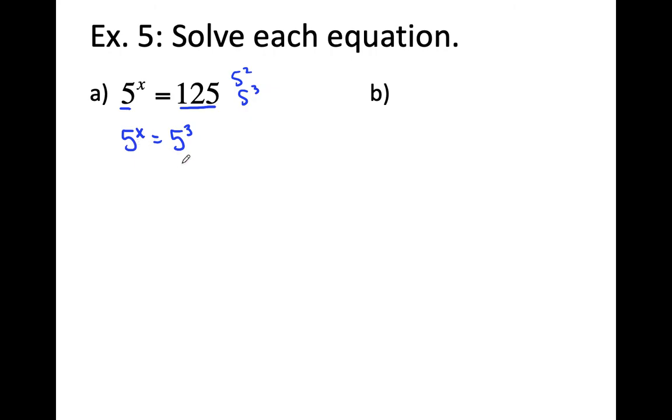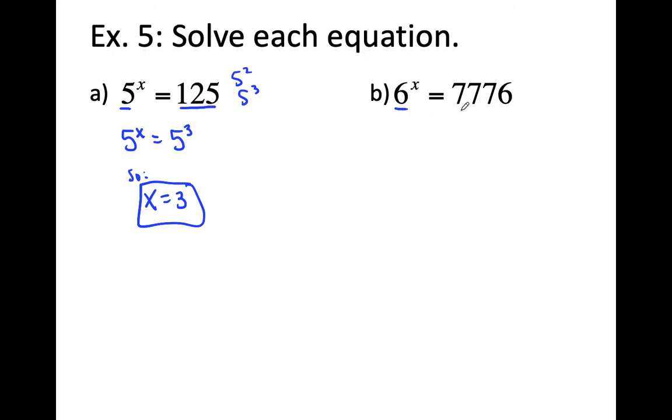So now that my bases are the same, this means that my exponents are equal. So that means x has to equal 3. So the key is getting the same base. Okay, you're not always going to know all of them. Okay, so this one says 6 to the what equals 7,776.